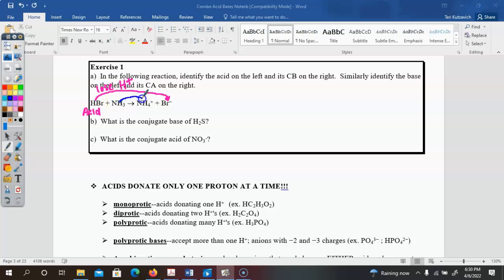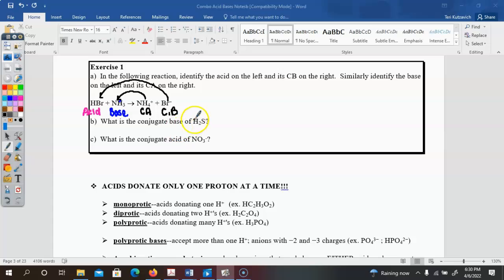NH3 is going to NH4 plus. It's your base because it's gaining a proton. So that was easy on that side. Let's go opposite. NH4 is going to NH3, going backwards, so that's your conjugate acid. And Br negative is gaining a proton to HBr, so that's your conjugate base.